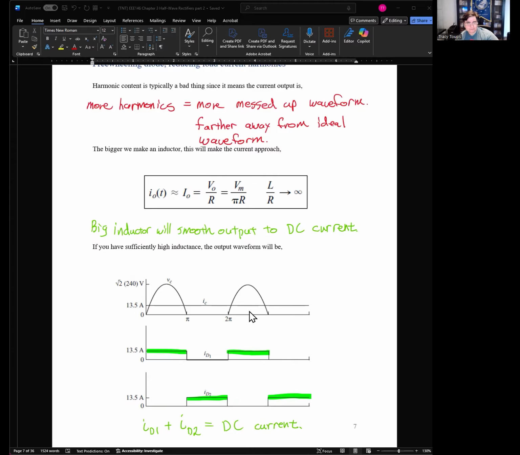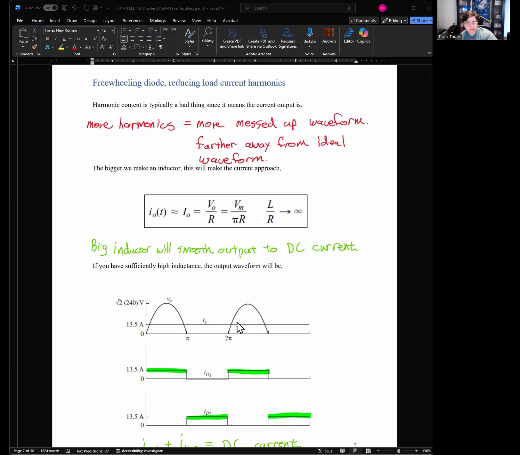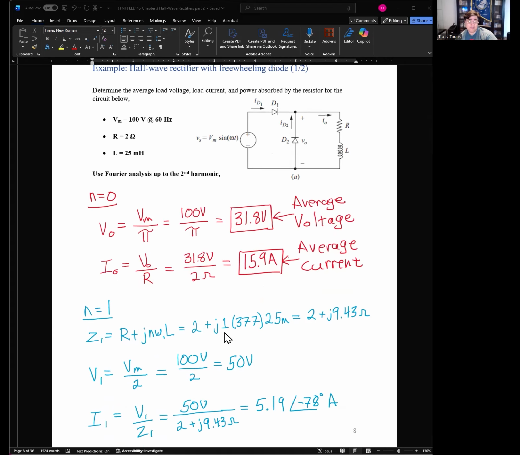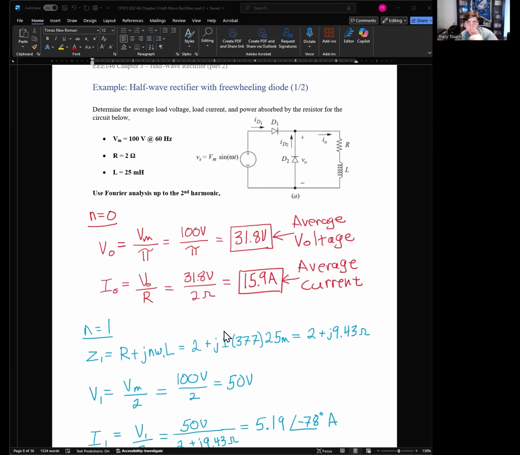Okay? So, low current harmonics, just make a big inductor. You don't have to worry about it. That's the goal. Voltage, you still have to deal with it. You can't get away from that yet. Okay, so let's do some math. Let's do some circuit analysis to show you how to quantify this.